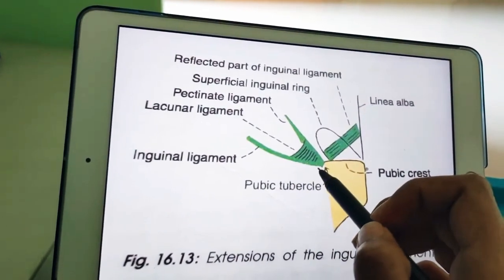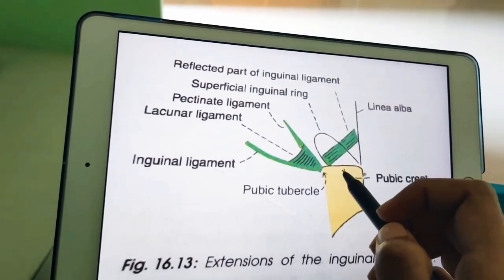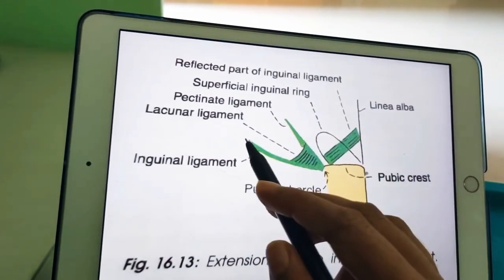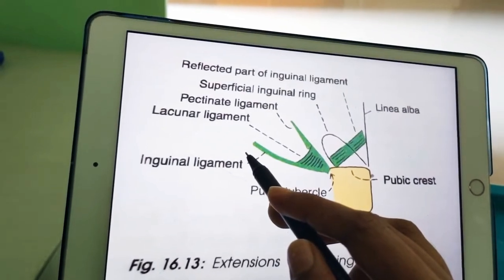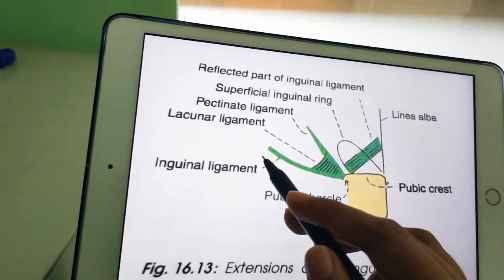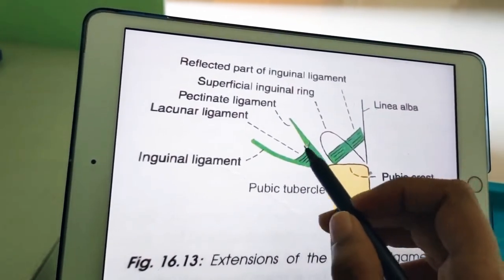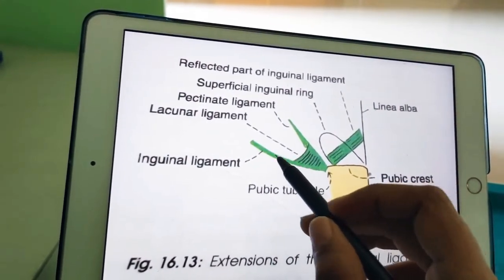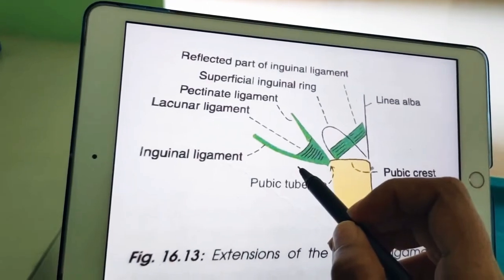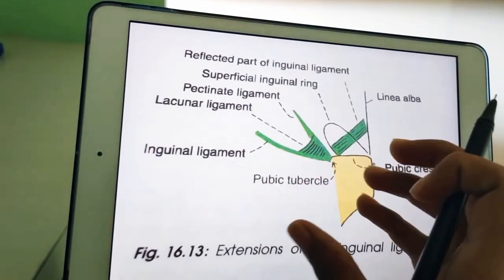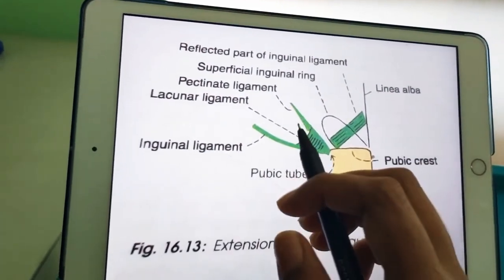So we can see here, this is a pubic tubercle, this is a pubic crest, so it is a medial side. So if you talk about the lateral side, it is attached to anterior superior iliac spine, and its medial half is grooved upwards and more horizontal. So now coming to the attachments, what all the structures are attached to our inguinal ligament.